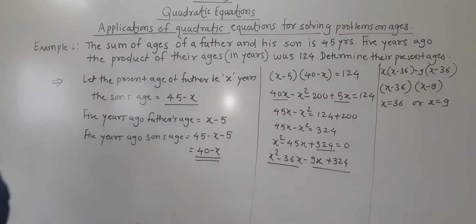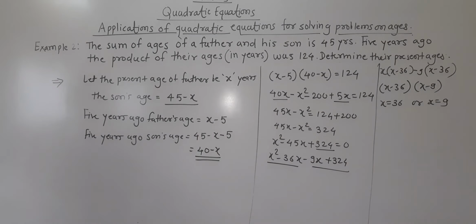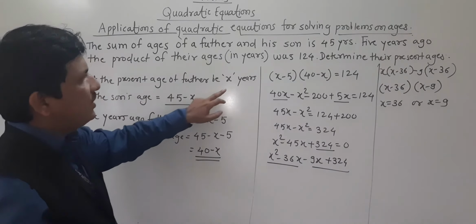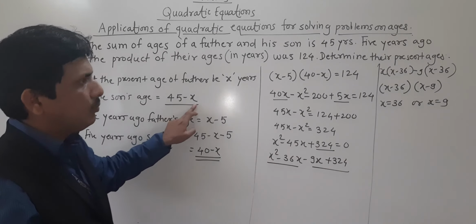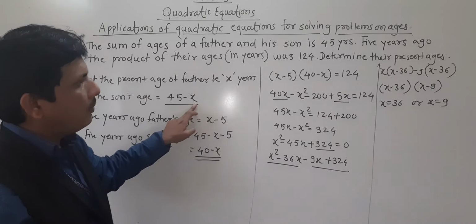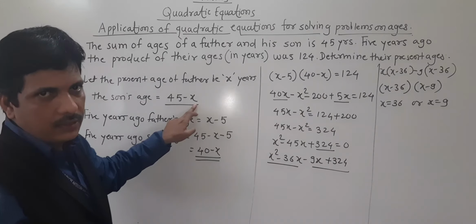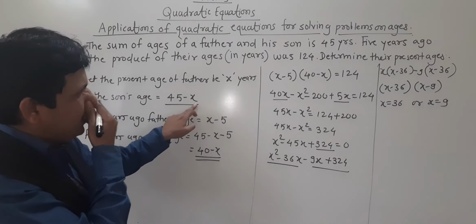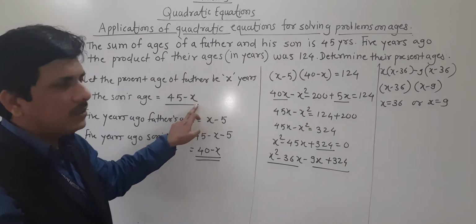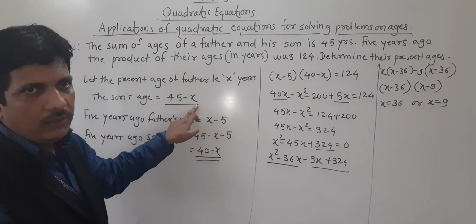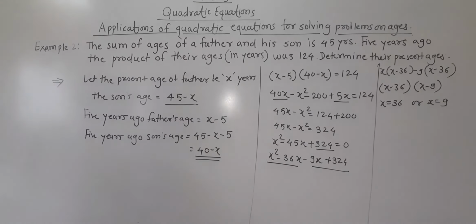Now what they are asking, determine their present ages. Okay, when father's age is 36 years, that time son's age will be 45 minus x. 45 minus x is 45 minus 36, which is 9 years. Okay, and if you consider, father's age can't be 9 years. So 45 minus 9 will be a wrong answer. Okay, so 45 minus 9 we cannot consider.